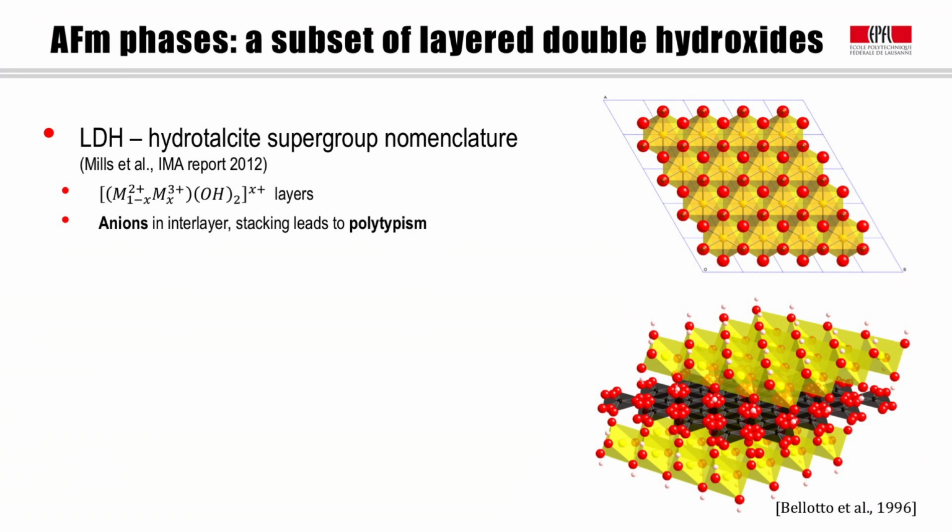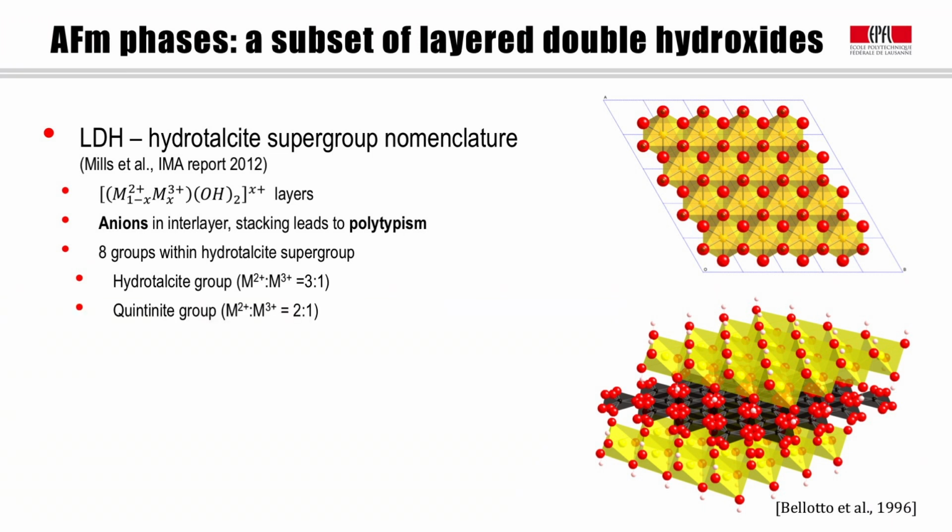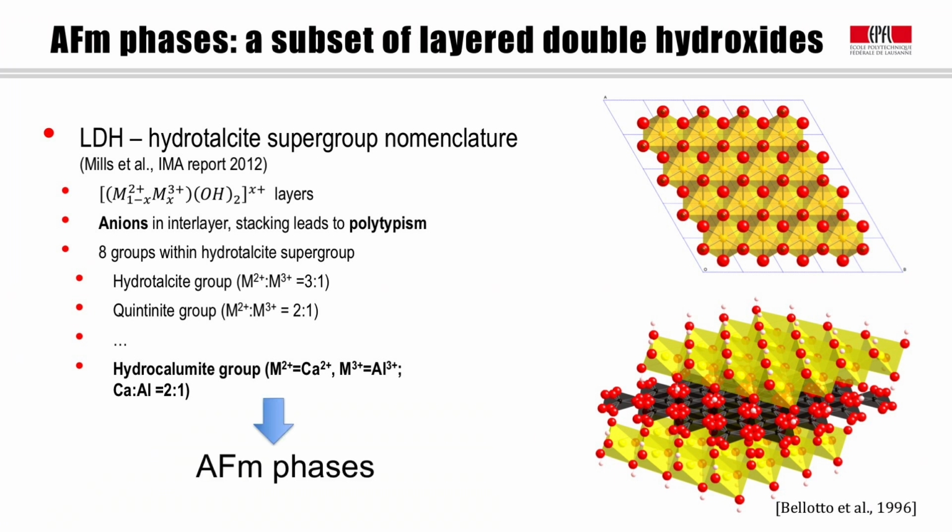So in this larger family of layered double hydroxides, quite a large number of groups have been defined. In fact, 8 groups within what's called the hydrotalcite supergroup. So the hydrotalcite group, where you have 3-to-1 divalent to trivalent ions, the quintinite group, where we have 2-to-1 divalent to trivalent, and so on. And finally, we come to the hydrocalumite group, which is what interests us, where the divalent ions are calcium and the trivalent ions are aluminium, and they exist in the ratio of 2-to-1.